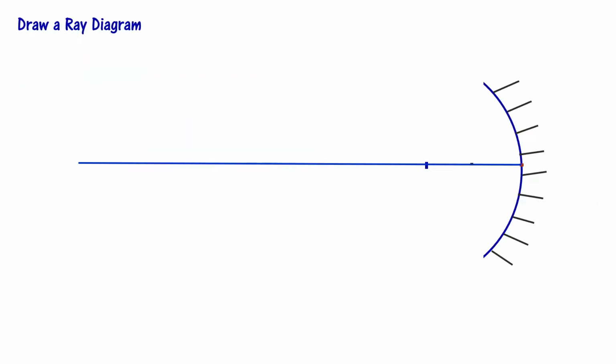Let us now learn to draw ray diagrams. Let us consider a concave mirror. Its pole, focus, and center of curvature we know. And I have drawn even the principal axis for the concave mirror. I want to draw a ray diagram for this object. The arrow you see here is the object. We want to draw a ray diagram for this.